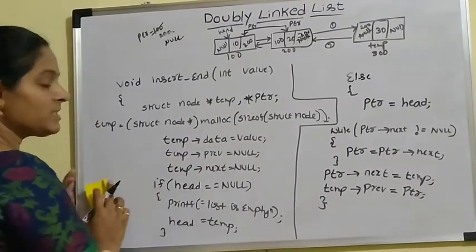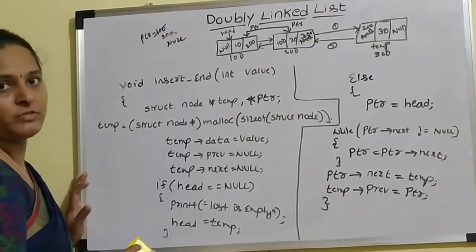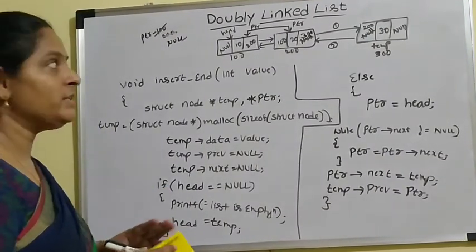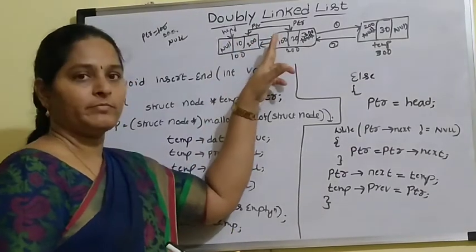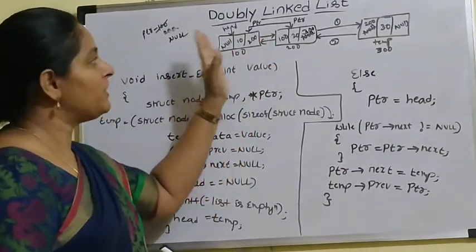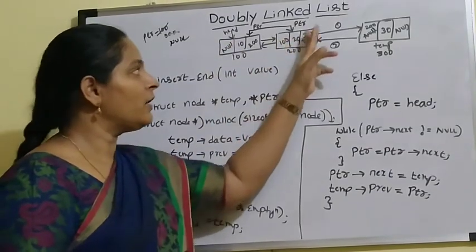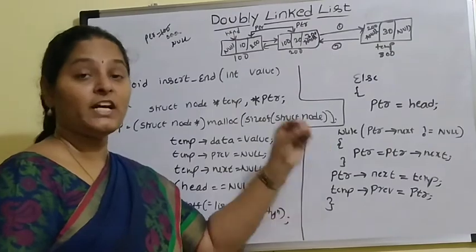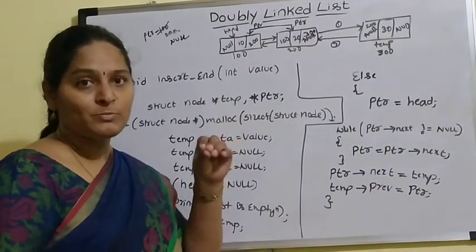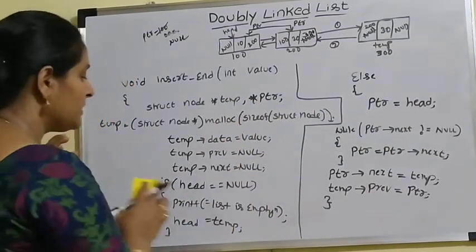Let us see how to insert a node at a specified position. Suppose you want to insert one node after 10, or suppose you want to insert some node after 20. How to identify that location and how to insert the node in the specified position? Let's see that case also.